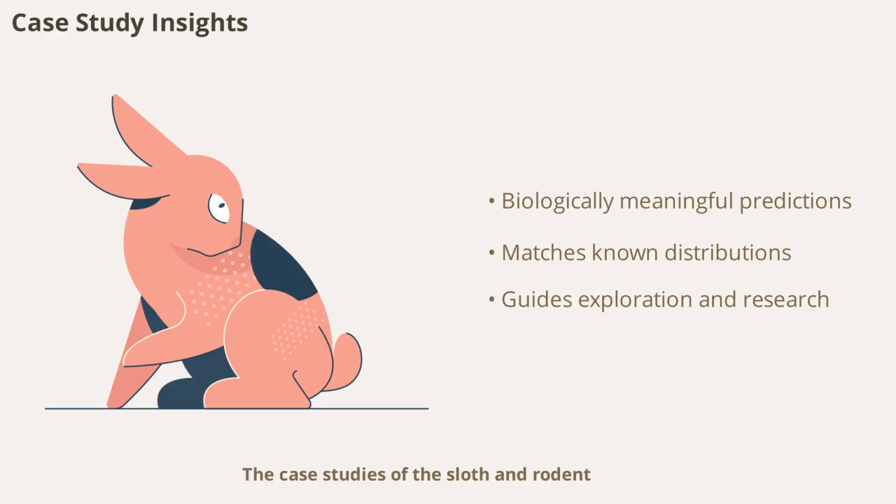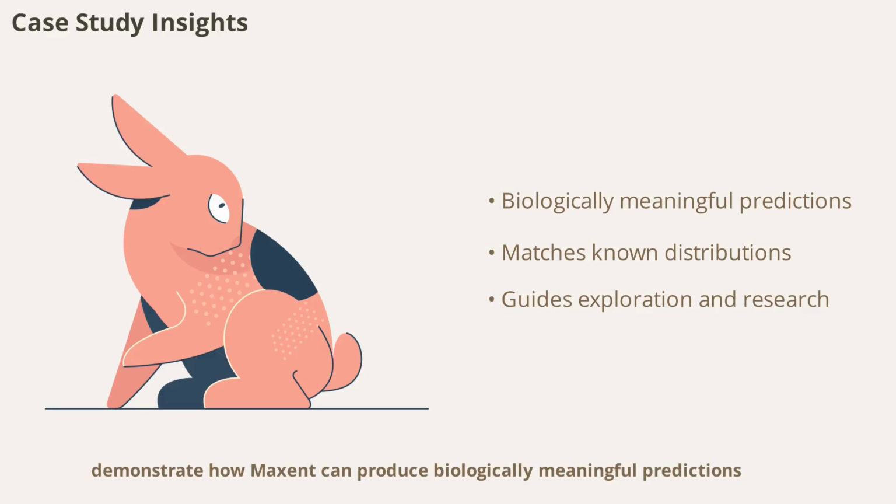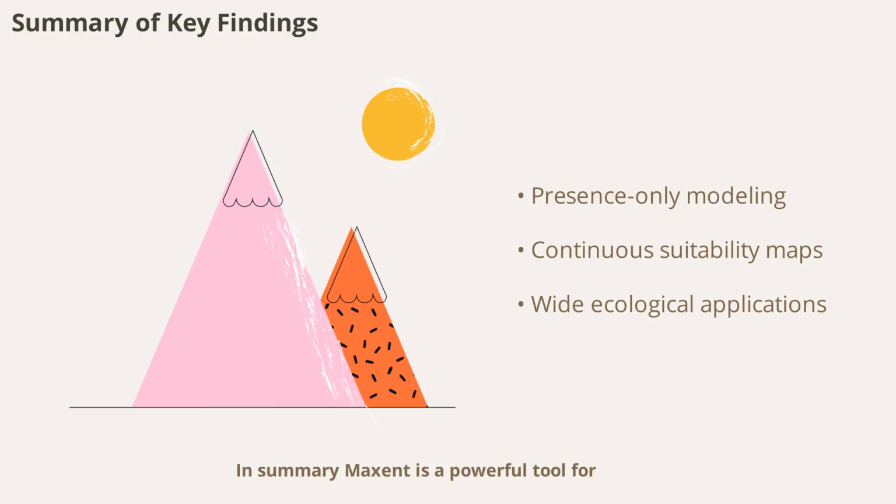Case studies of the sloth and rodent demonstrate how MaxEnt can produce biologically meaningful predictions, matching known distributions and highlighting areas for further exploration. These examples show the value of integrating ecological knowledge, high-quality data, and advanced modeling techniques to inform conservation and research. Summary: MaxEnt is a powerful tool for modeling species distributions using presence-only data.